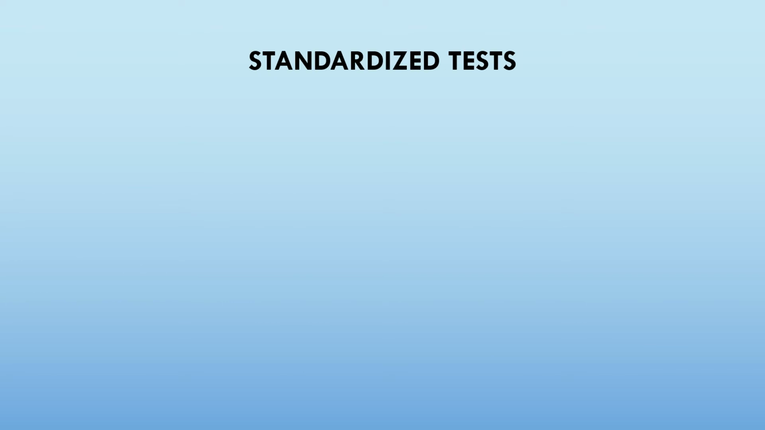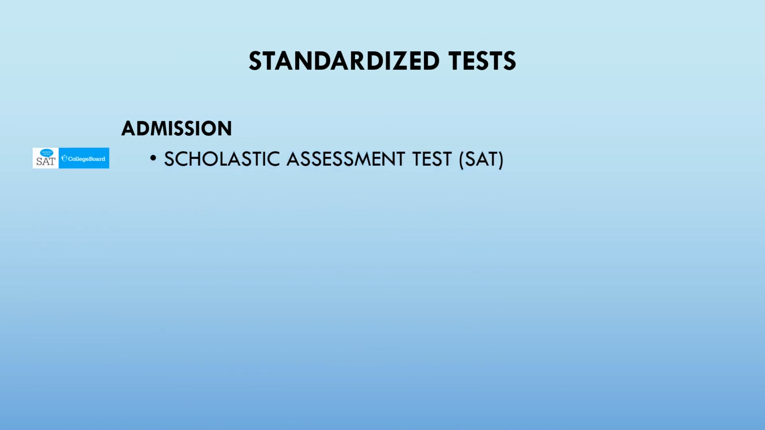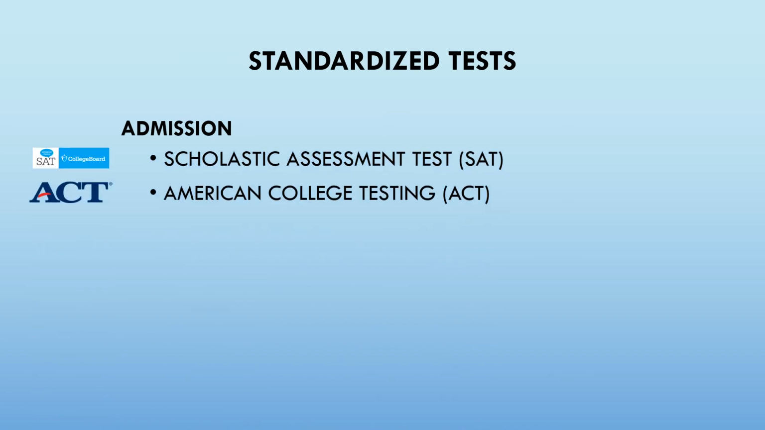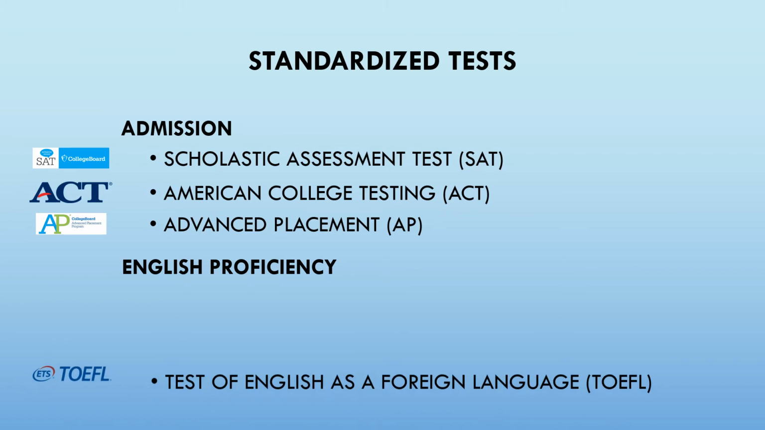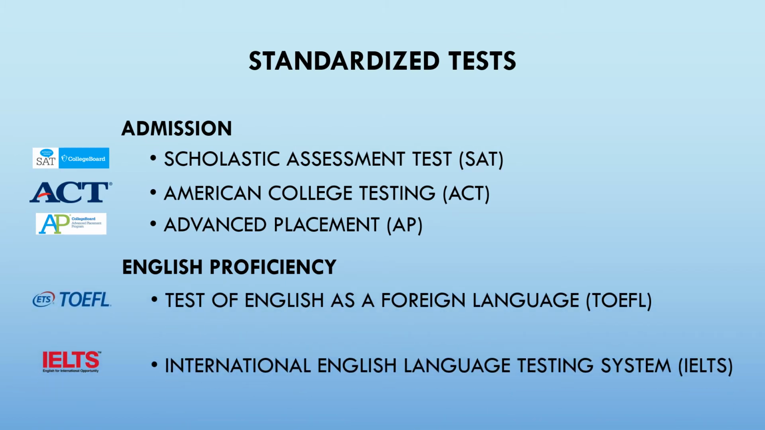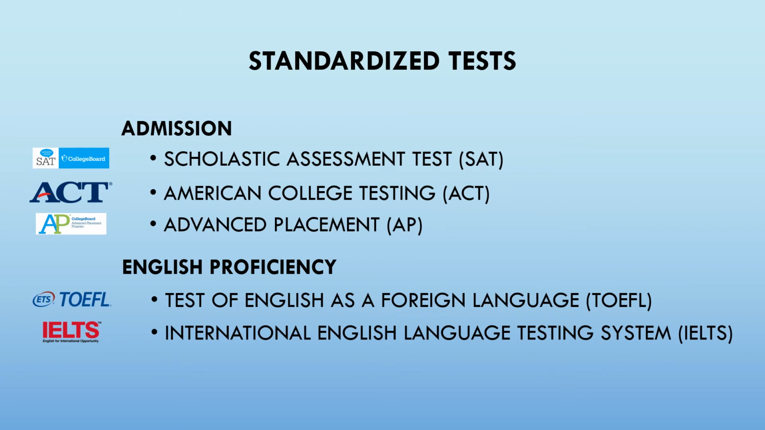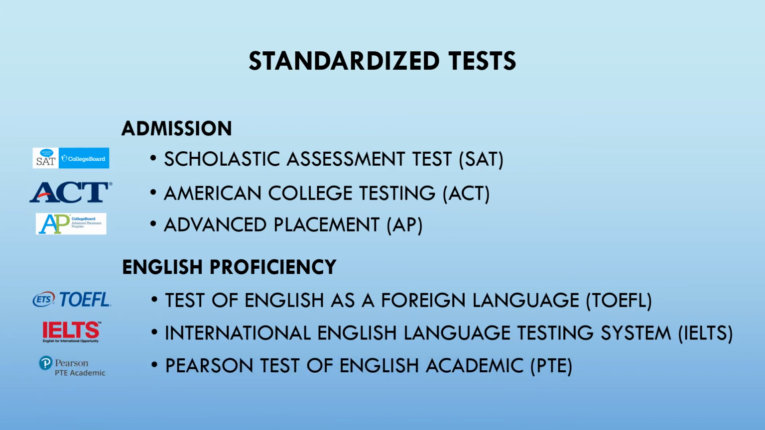American institutes of higher education traditionally rely on standardized tests to help determine admissibility. The tests for undergraduate admission are Scholastic Assessment Test, SAT, or American College Testing, ACT. Advanced Placement Test, AP, are given after a student completes an AP course to determine if the student's performance is worthy of university credit. Internationally, only some international schools offer AP courses. The tests for English proficiency are Test of English as a Foreign Language, TOEFL, International English Language Testing System, IELTS, or Pearson Test of English Academic, PTE.